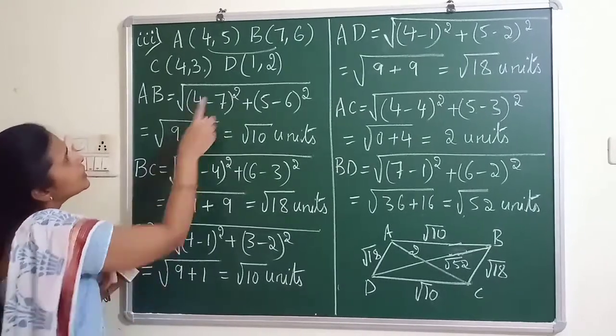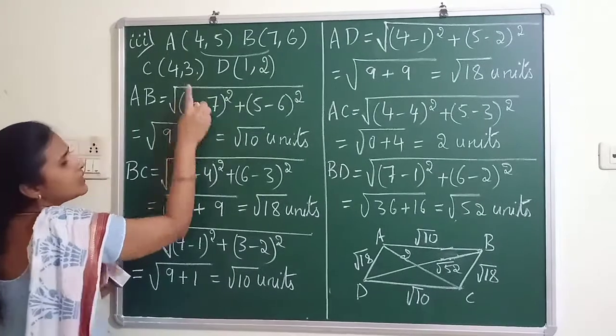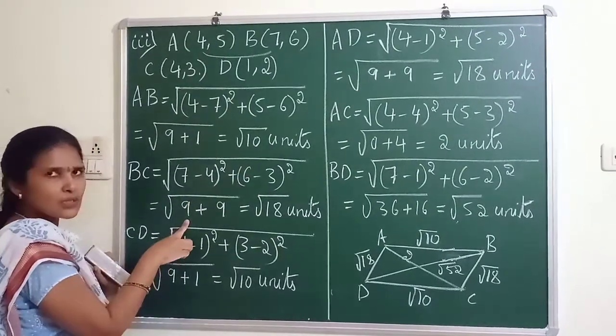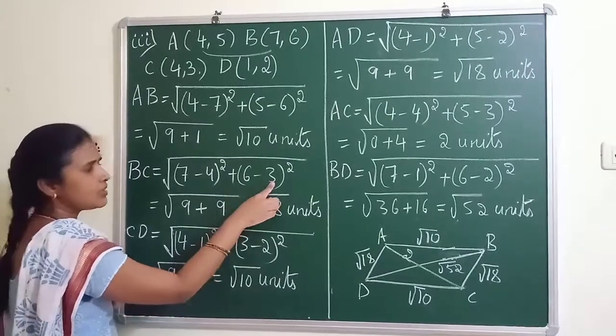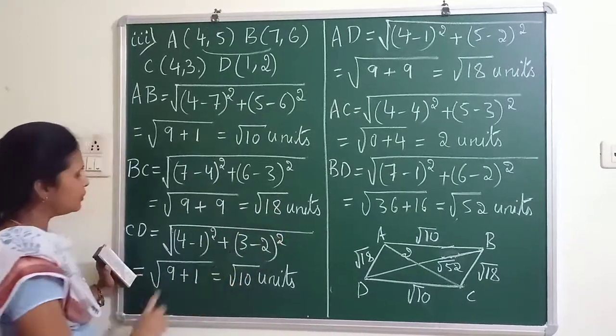Next, BC. So (7 minus 4) whole square plus (6 minus 3) whole square. That is, 7 minus 4 is 3, and 3 square is 9. 6 minus 3 is 3, and 3 square is 9. So that is 9 plus 9, root 18 units.